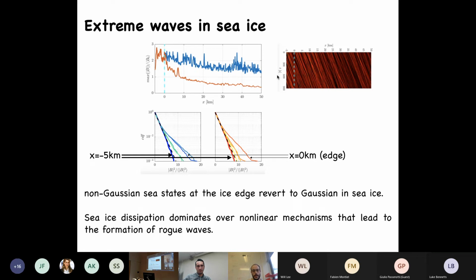So that's mainly the results that I want to highlight here. And this is kind of clear because the sea ice dissipation dominates over the nonlinear mechanism that leads to the formation of the rogue waves, because we are reducing the energy, we are increasing the wave period, and so it means that the nonlinearity parameter, like the BFI, decreases. Sorry.